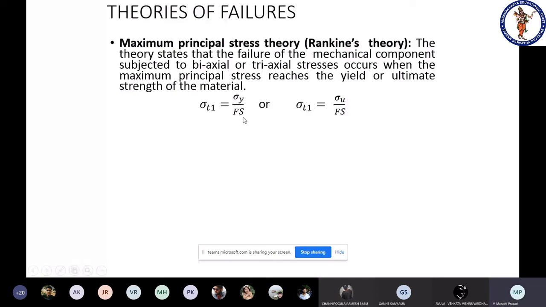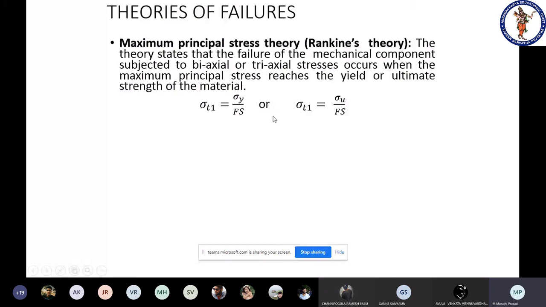Already we have discussed what the factor of safety is, what factors affect it, and what its importance is. So sigma y by Fs gives us the working stress of that particular material. If individual stress is equal to working stress, there is no failure. Whenever individual stress is greater than working stress, certainly failure will occur. So you have to remember that.